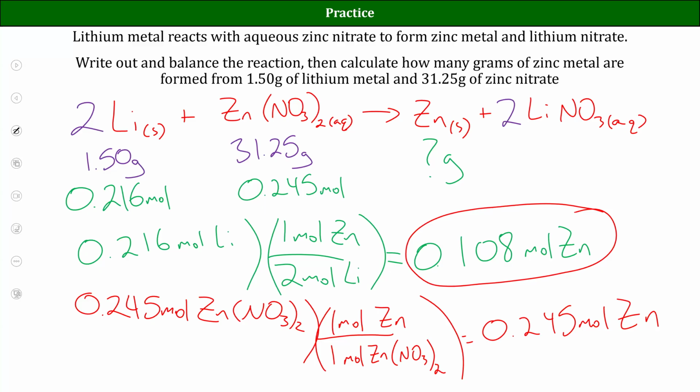I have enough patties to make 108 hamburgers, and I have enough pieces of bread to make 245 hamburgers. I'm going to run out of patties first, and I'm going to be limited to 108 burgers.